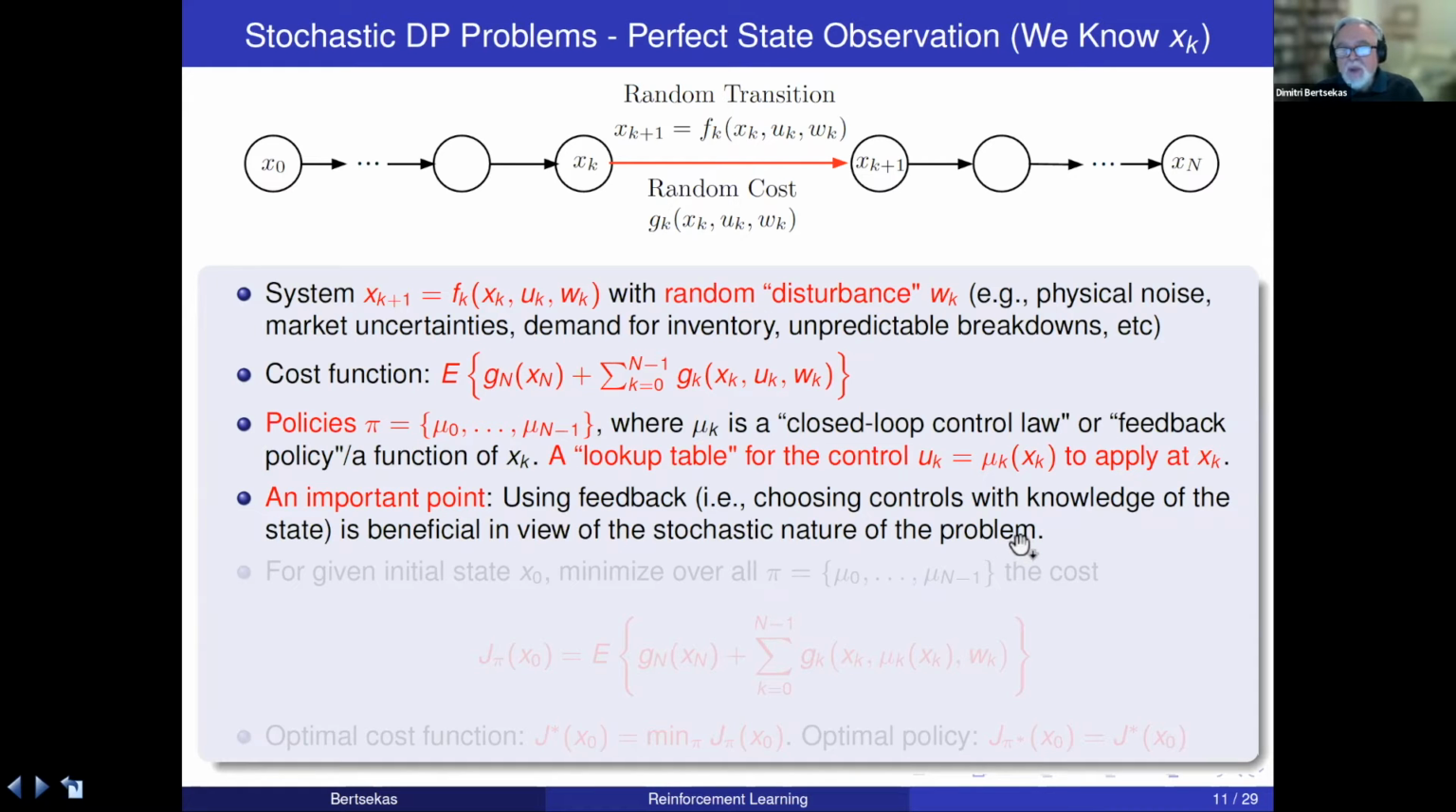If we choose a sequence a priori without knowledge of the state, then we don't know where we land, or we might make a bad choice. But by knowing the state, we can make a more intelligent choice of control, and there's a benefit in doing that in terms of smaller cost. That's why we're looking at policies, which are definitely more difficult objects than just controls.